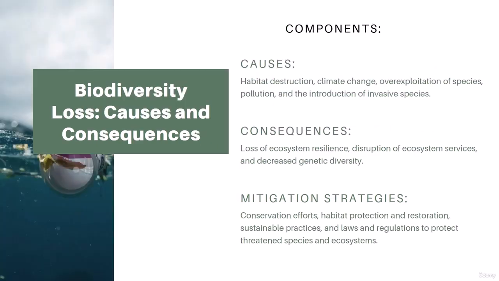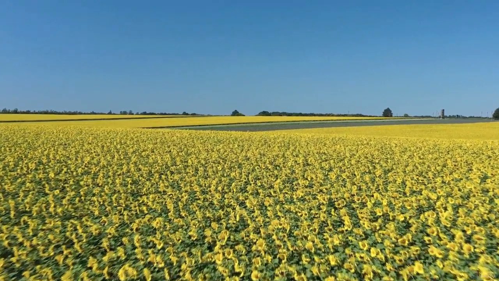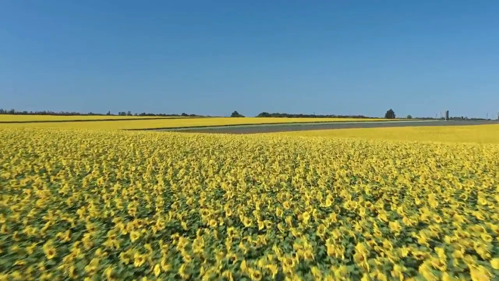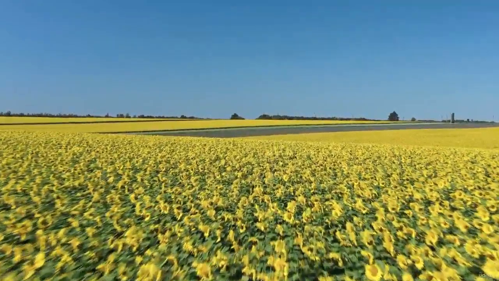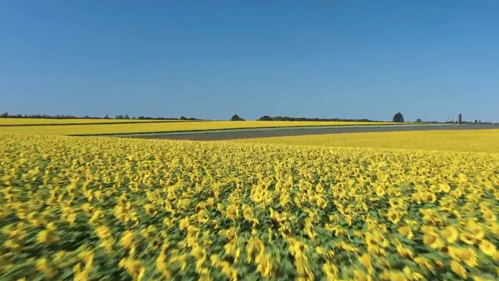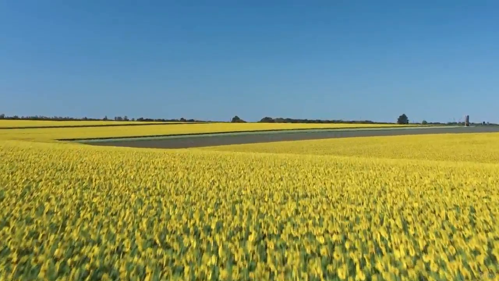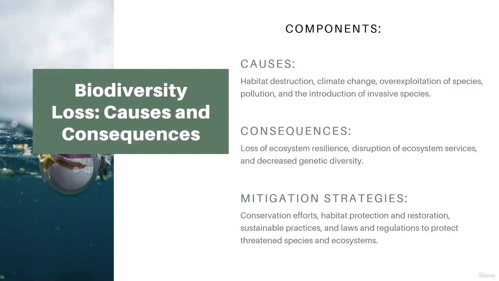And just imagine the biodiversity loss. Biodiversity, as we have studied, is the entire space in which the living organisms survive. The biodiversity loss will be caused by the destruction of habitat. We are cutting down the forest, which is destroying the habitat of the animals living in there. Where will the animals go? They will die. It is causing climate change, overexploitation of species, pollution, and introduction of invasive species. The consequence is loss of ecosystem resilience, disruption of ecosystem services.